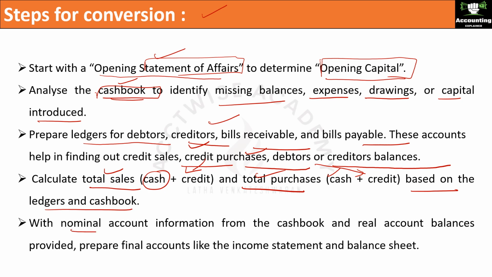Next, the nominal accounts. Nominal accounts consist of expenses and income. Nominal account information can be taken from the cash book. And real account balances, which are assets and liabilities, are provided to prepare final accounts like the income statement, that is the trading and profit and loss account which we saw, and the balance sheet, these two.